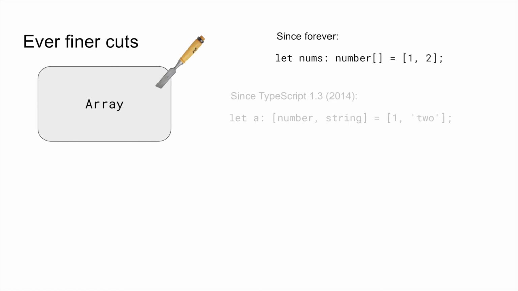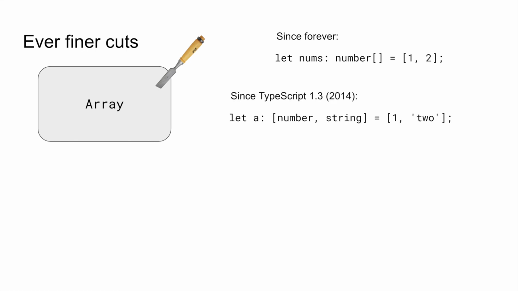So we've talked about ways that you can break up the object type, but what about some of the other types in TypeScript? For example, what about array? Since the beginning of time, we've been able to define arrays of particular types. So we could define an array of numbers, and that is a subset of array. Not all arrays are arrays of numbers.